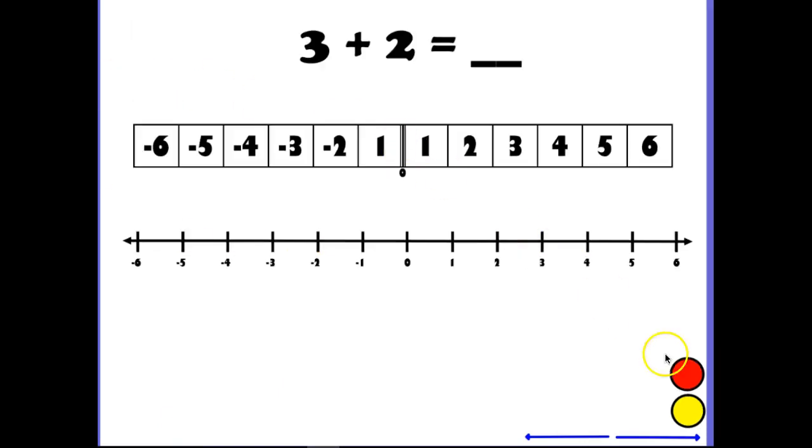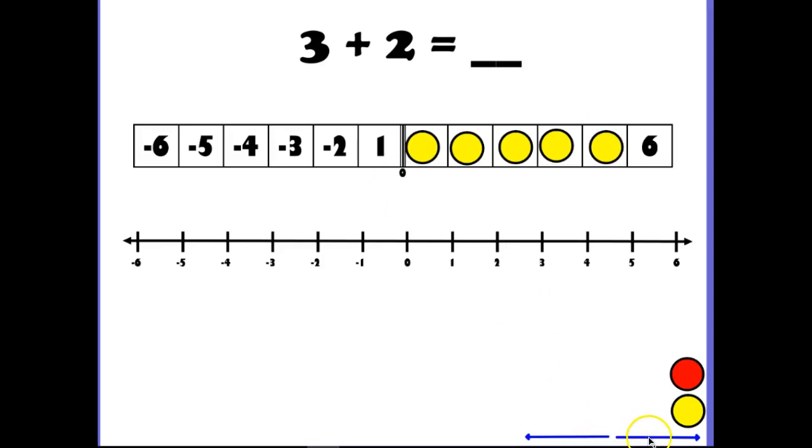Here is 3 plus 2. If we use her counters, we have 1, 2, 3, plus 2 more.